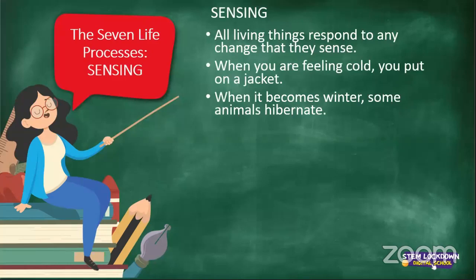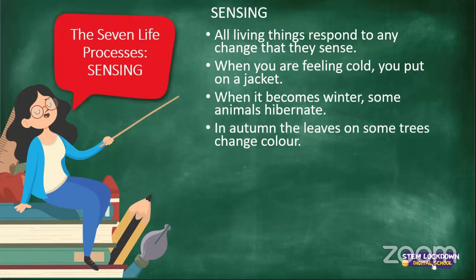That's also sensing. Can you tell me quickly which animals you can think of that hibernate during winter? Quickly type in your chat box. A bear. That's right. Bears. Some birds. Snakes. Oh, I'm working with very smart students here. Well done. We'll see sensing take place in plants as well. We can see it in autumn when the leaves of some of the trees change color, when they are starting to get ready for winter.